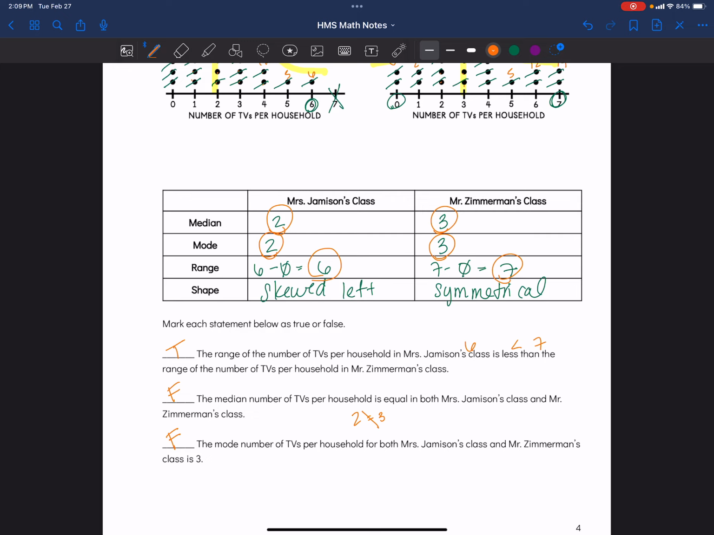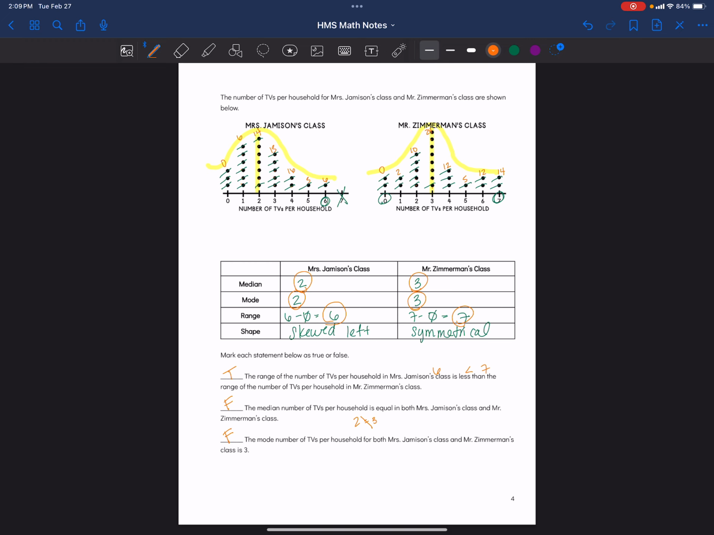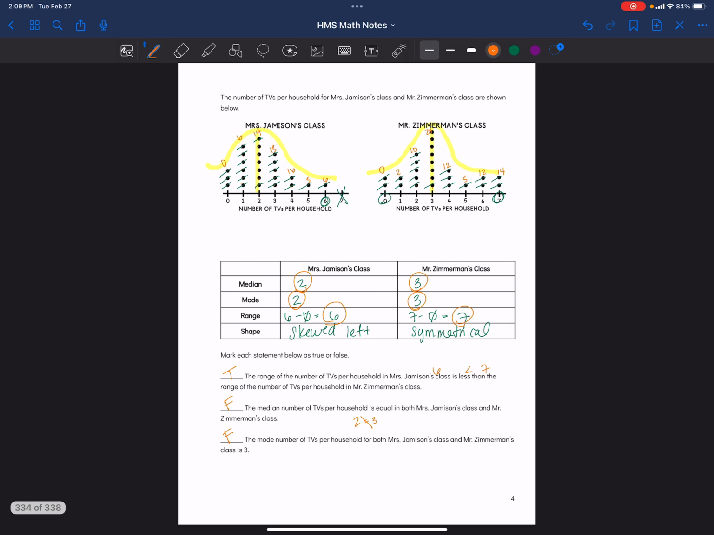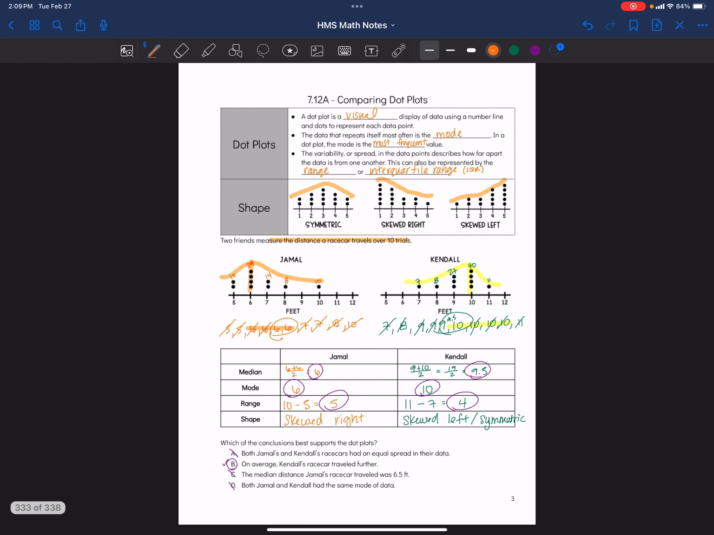So yeah, that's it, guys. If you have any questions, ask your teacher. All we're doing is comparing the dot plots. Yeah, that's it.